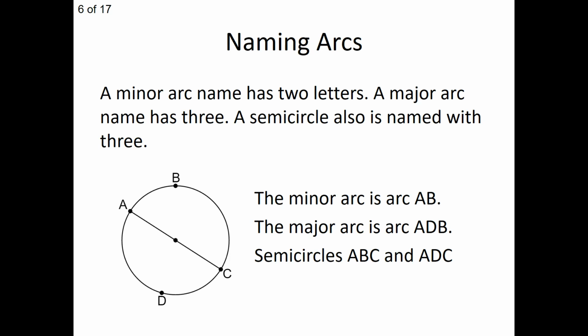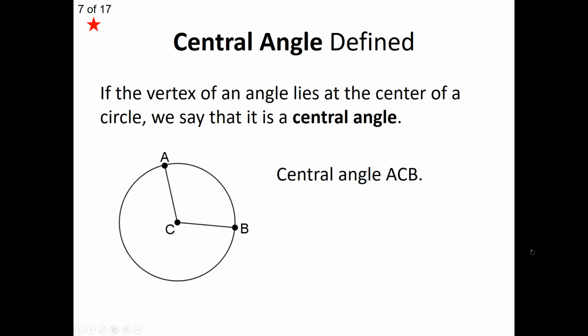Semicircles also use 3 letters to name them. In our diagram, we actually have 2 semicircles, ADC and ABC. Notice that with a semicircle, I can't just say, hey, look at semicircle AC. I wouldn't know which direction I'm going from point A to point C. So ABC and ADC, choosing that middle letter gives the reader a direction for naming that arc or finding that appropriate object within the given diagram.